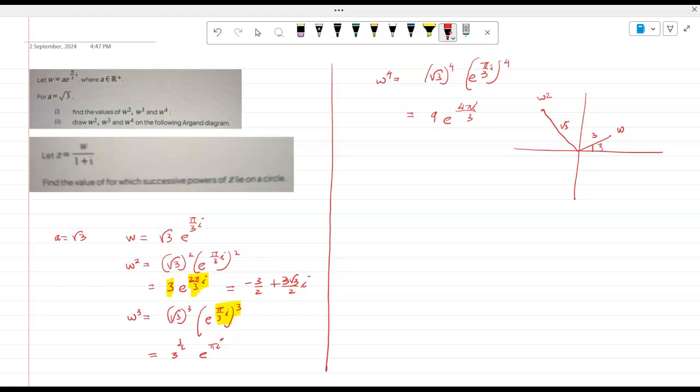W cube will be what? Pi. And this is 3 raised to 3 by 2. So this is further. This is W cube. W raised to 4 is 9 and 4 pi i by 3. Means each time the distance is increasing. Why is the distance increasing?